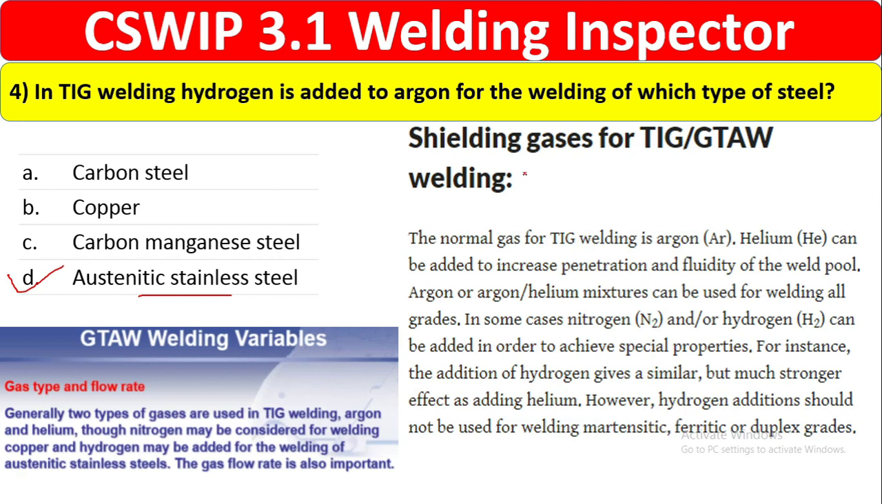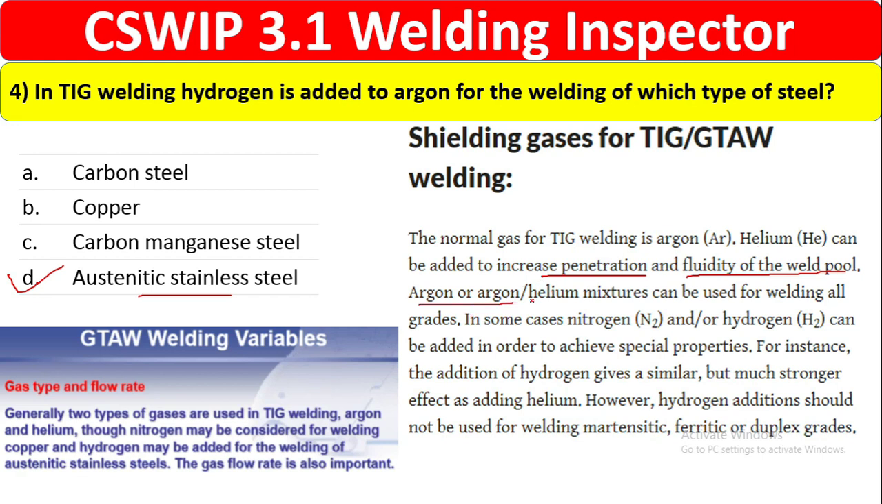Now you can see here the shielding gases for TIG GTAW welding. The normal gas for TIG welding is argon. Everyone knows the normal gas for TIG welding is argon. Helium can be added to increase the penetration. Why are we using helium? Because it increases the penetration and the fluidity of the weld pool. That's why helium is added with the argon.